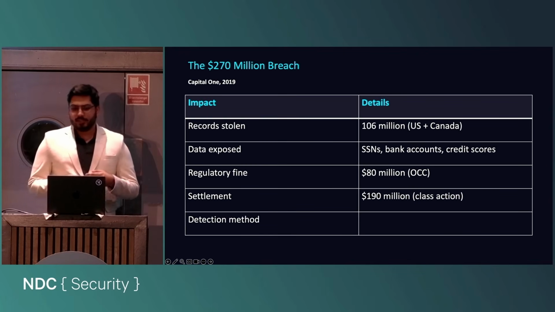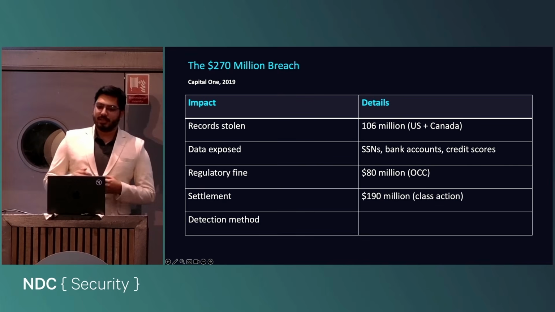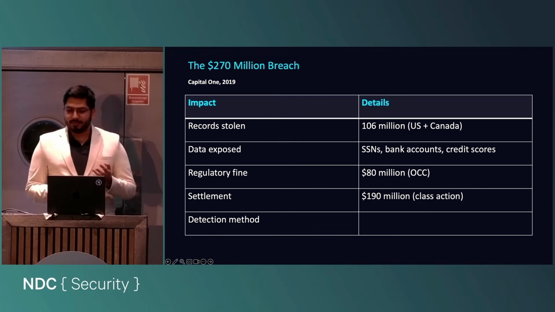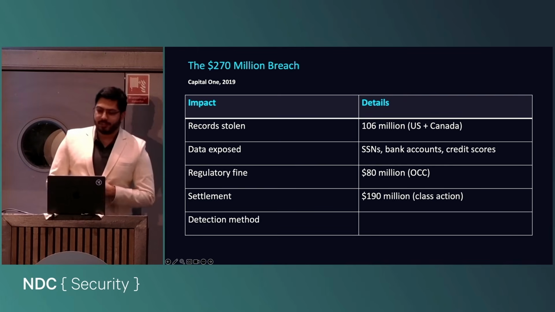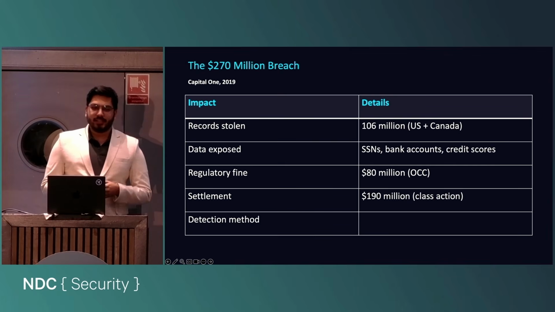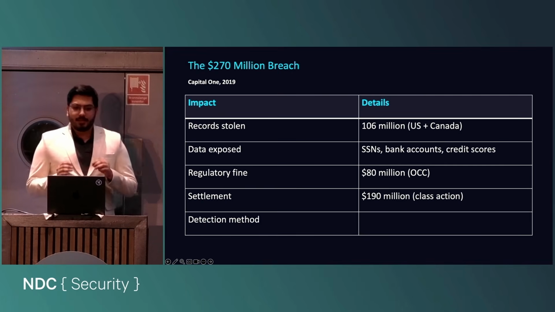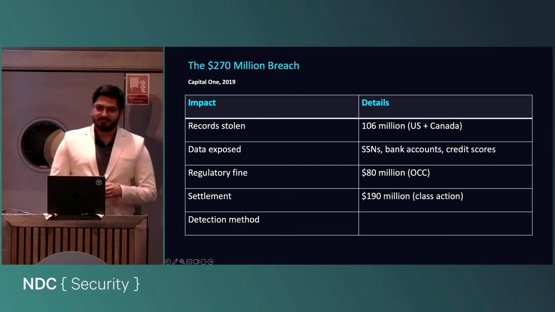Now, I'd like to talk about an incident from 2019. This was a breach for Capital One, a pretty large bank in the US. They had a disgruntled former employee, an AWS engineer named Paige Thompson. She managed to steal records of over 100 million people. These included social security numbers, bank account details, credit scores, the works. The bank was slapped with an $80 million regulatory fine, and they settled a class action lawsuit for about 190 million. But can anyone guess how they detected that their data was breached?